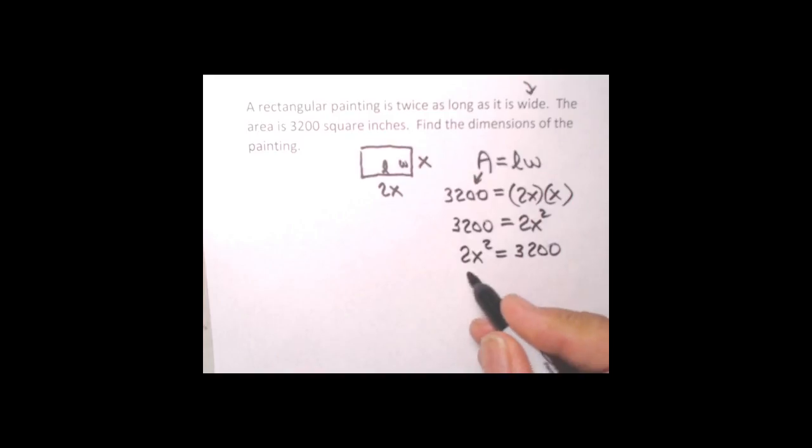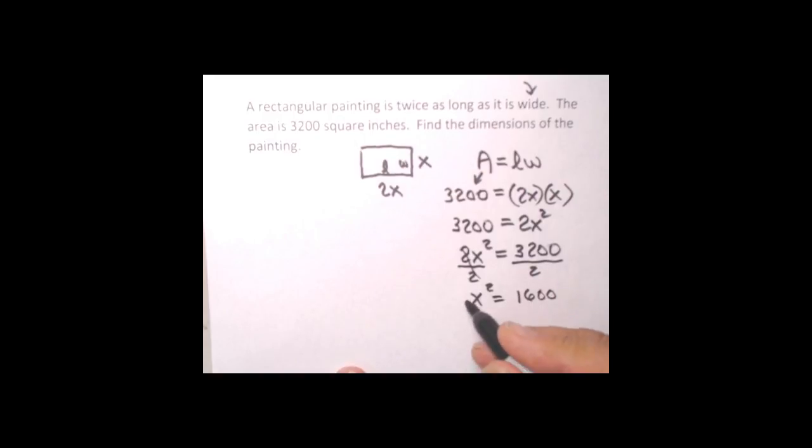Well, the next thing I'm going to do is divide both sides by 2, to get rid of the 2 in front of the x squared. So I'm going to get x squared equals 1,600. Okay, well now, this we can get with something we'll be calling the square root method.